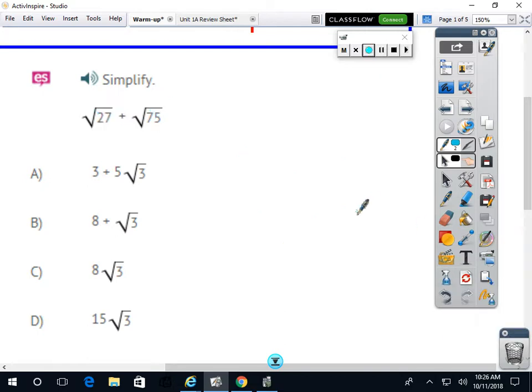Okay, now before we start going over the review sheet, we do need to finish up a couple of problems back in the packet that we skipped over. So go to page 18 in your packet.